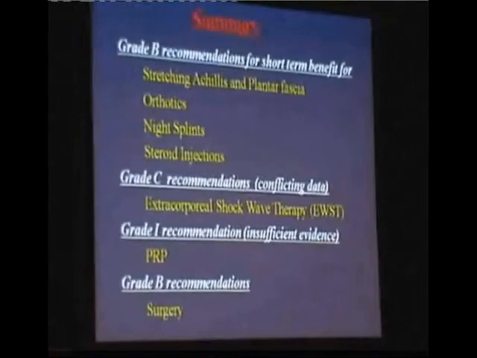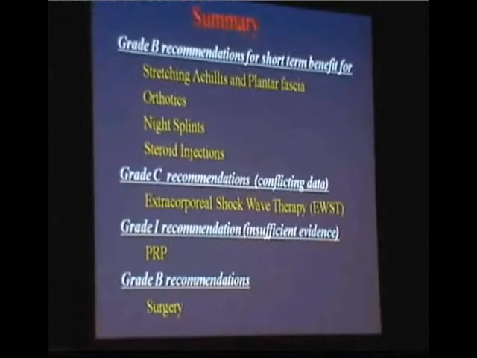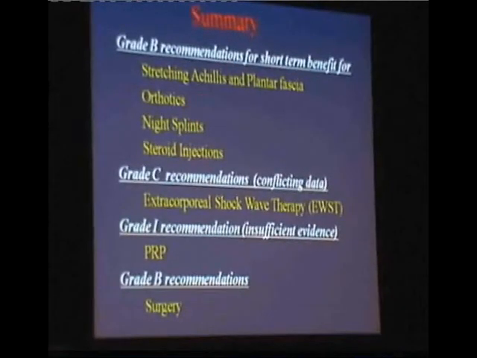But having said all that, this is really my summary slide for the whole thing. So there are grade B recommendations, grade B meaning there is fair evidence for the short-term benefit for stretching of the Achilles and plantar fascia, orthotics, night splints, and steroid injections. So there is some evidence for the short-term benefit. In terms of extracorporeal shockwave therapy, the data is conflicting. For platelet-rich plasma, there is really insufficient evidence to recommend this. And finally, there's reasonably good evidence to recommend surgery for the treatment of this condition when it's chronic.